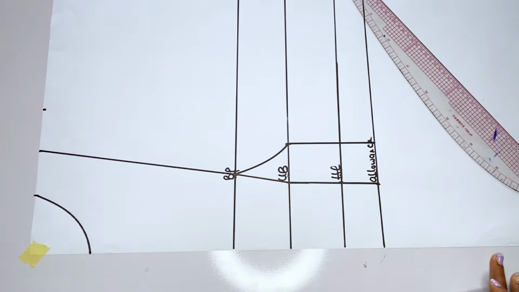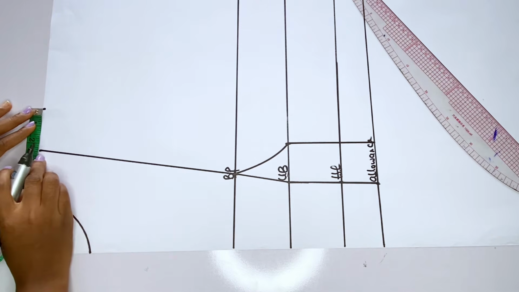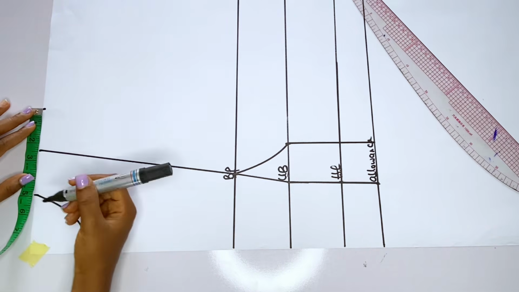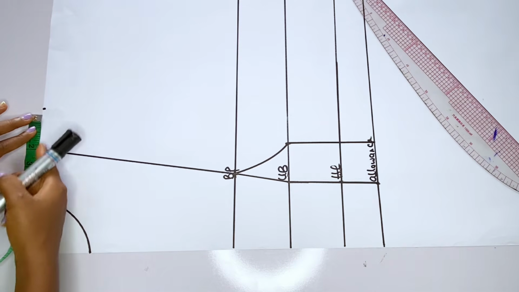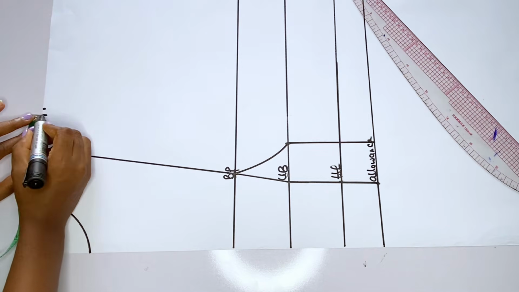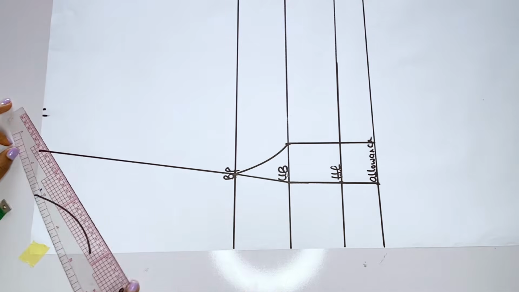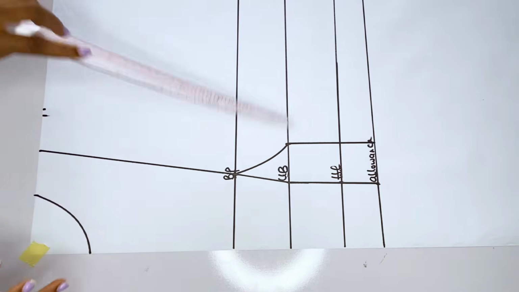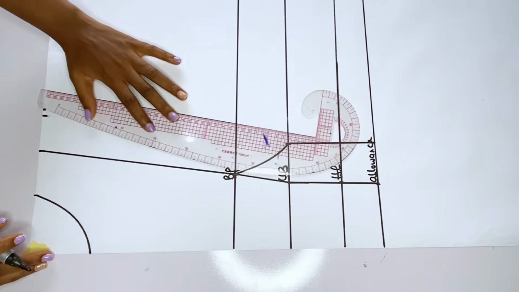Then for the shoulder dart itself, you can take out 2 inches or 2.5 from that line where you marked your shoulder dart. You can mark 2 inches or 2.5. So I decided to mark 2 inches. From that dart line, you measure 2 inches. So I will connect from that line back to my bust point.